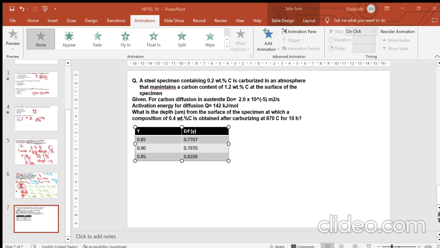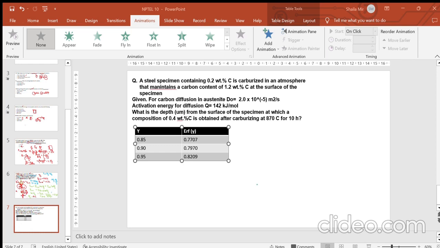In order to utilize this equation, we need to know the value of D and the value of time. Time we know: it is carried out for 10 hours. We know the concentration at the surface and the concentration at the bulk, and the concentration that we want to achieve is 0.4. So all other parameters are given in order to find this x. For that, we just need to find D first, the diffusion coefficient in terms of the activation energy.